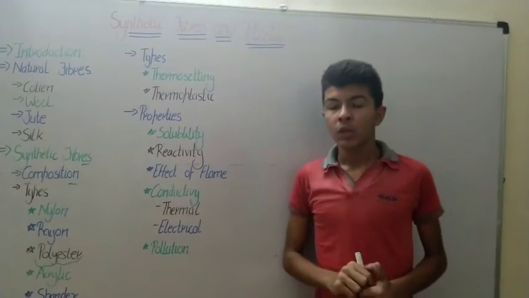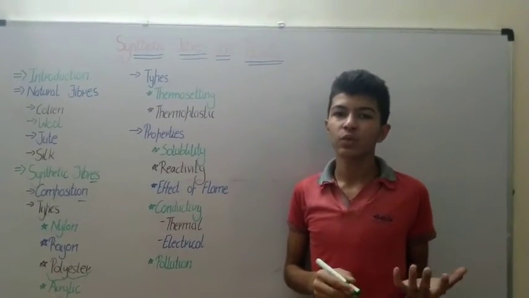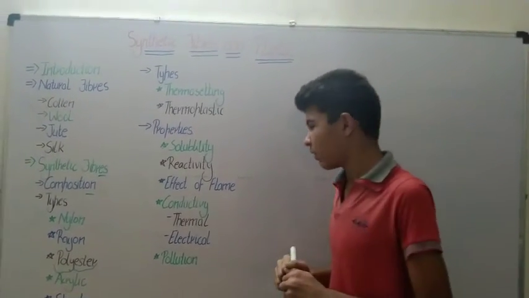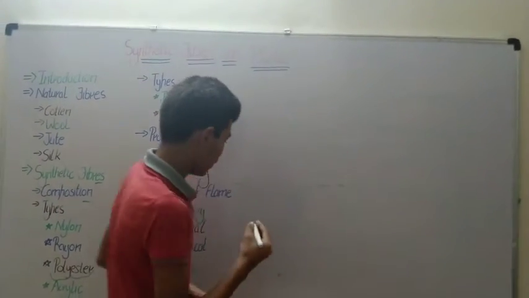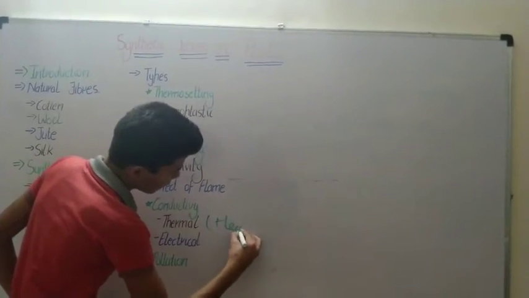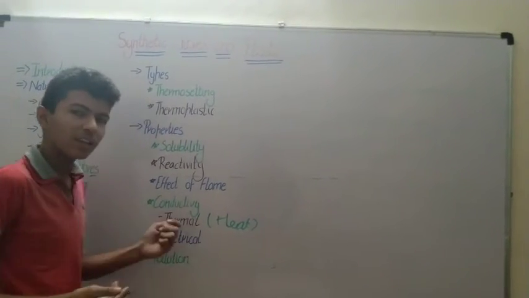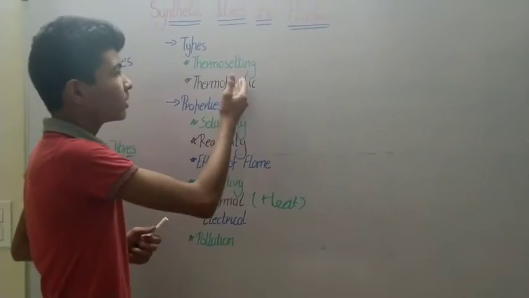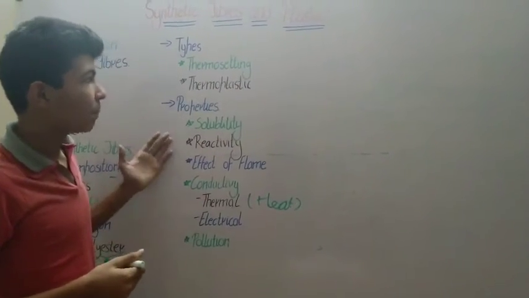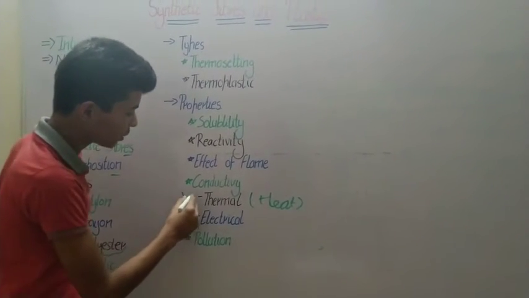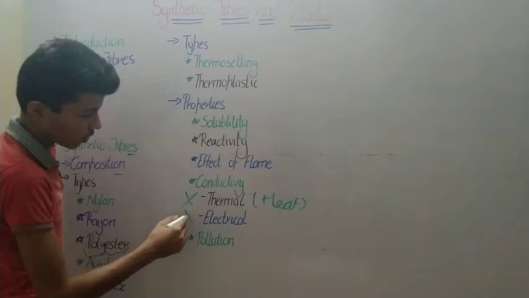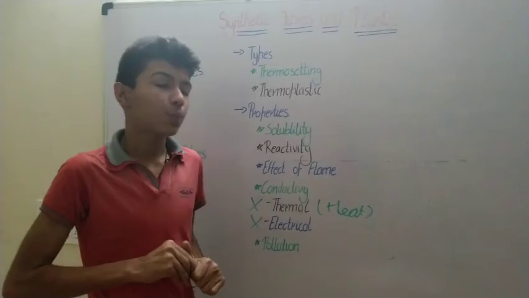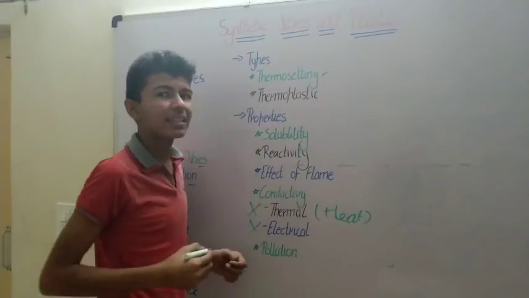Now conductivity. Conductivity means whether a substance can conduct something or not. Mostly we have two types of conductivity: thermal, which stands for heat, and, as the word suggests, electrical, for electricity. Most thermoplastics are not conductive in either way. But the ones that provide the most resistance are the thermosetting plastics.